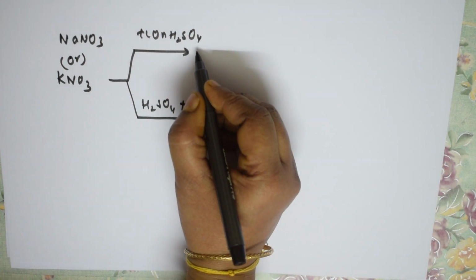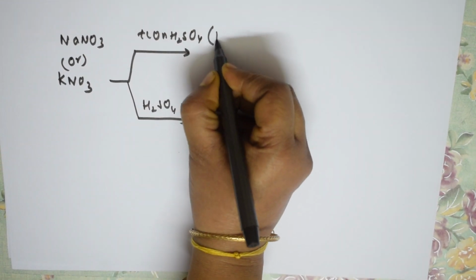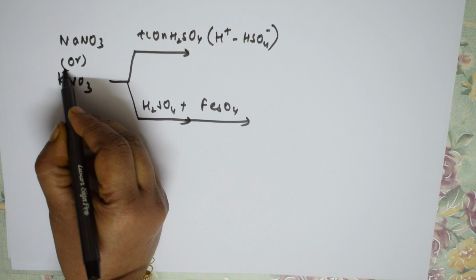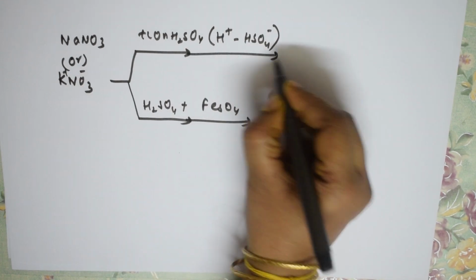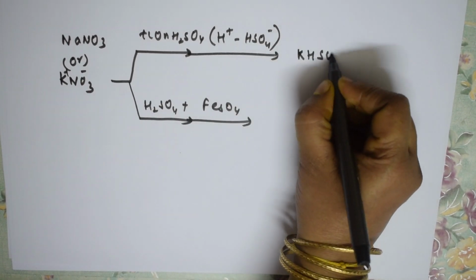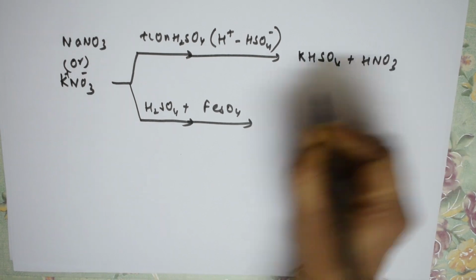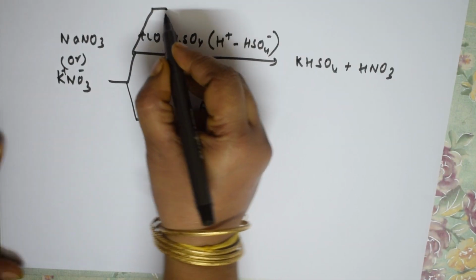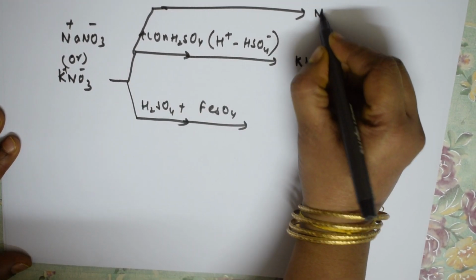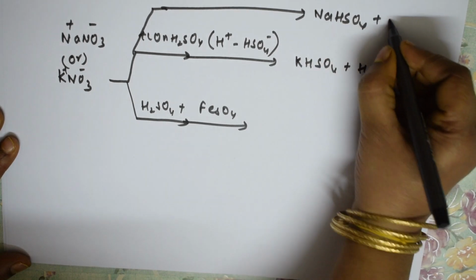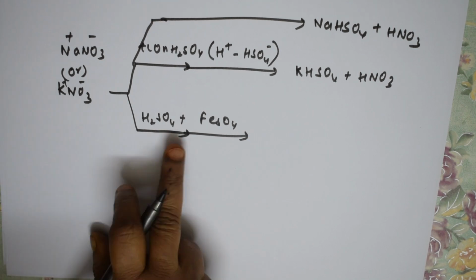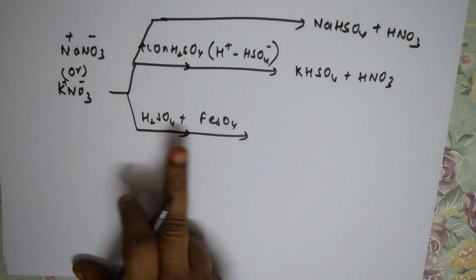Suppose I am going in this direction, right? Here this is going to break up as, just see, sulfuric acid I can write it as H plus and HSO4 minus, correct? Yes. Now this is plus, this is minus. Check what the products are: KHSO4 plus HNO3. With NaNO3 let us write Na plus, NO3 minus. Na will combine with HSO4 forming sodium bisulfate plus HNO3. Simple, isn't it? Yes, students. Simplest reaction, done.